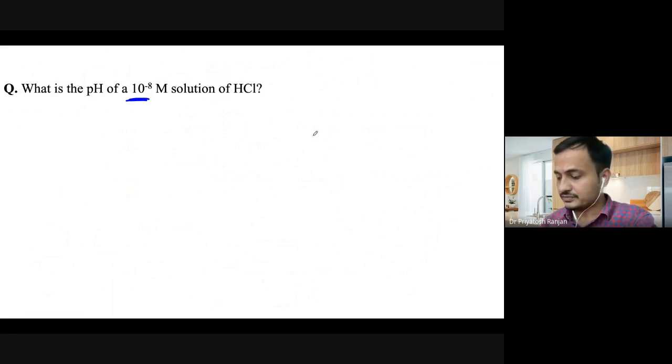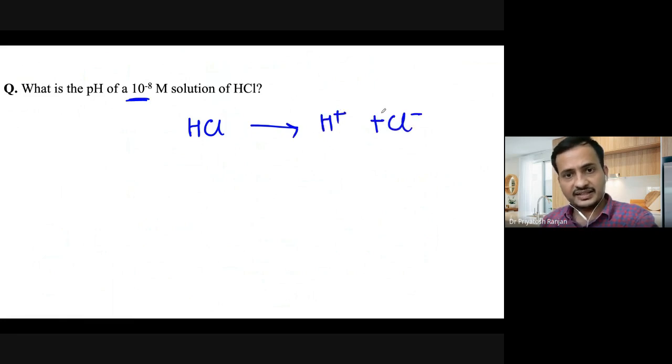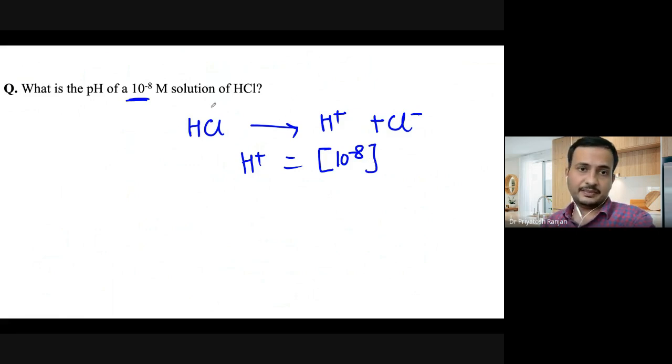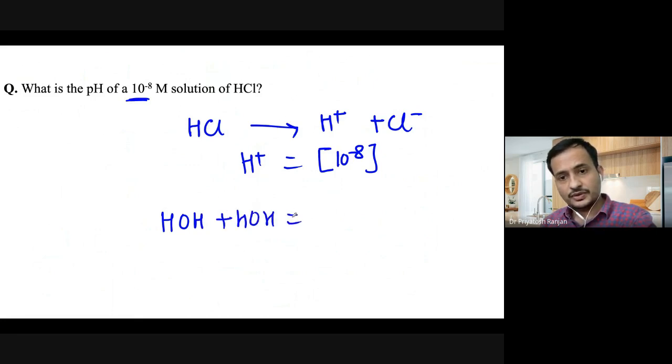The first thing you need to understand is the contribution of H plus from HCl. So HCl is a strong acid, H plus and Cl minus, and the contribution of H plus, in this particular case, is 10 raised to the power minus 8. Fine. But at the same time, we need to consider the contribution of H plus ion from the water. Why? Because it's an aqueous solution. This solution is in water, and we all know the autoionization of water, it's in equilibrium.